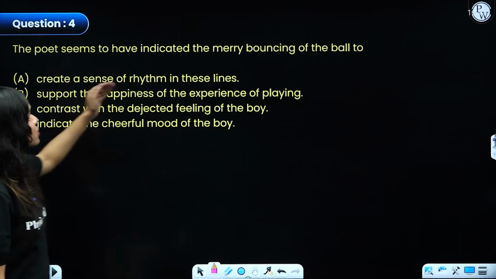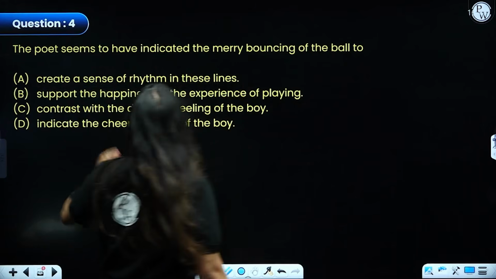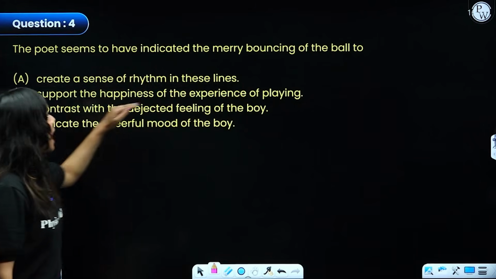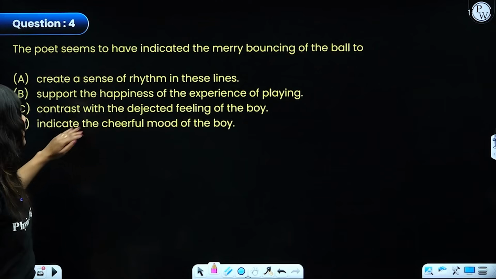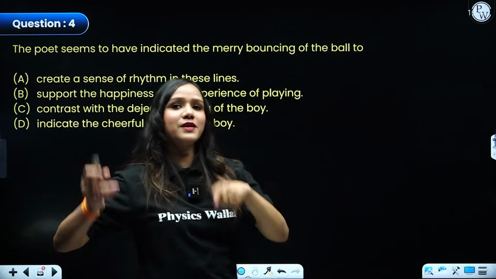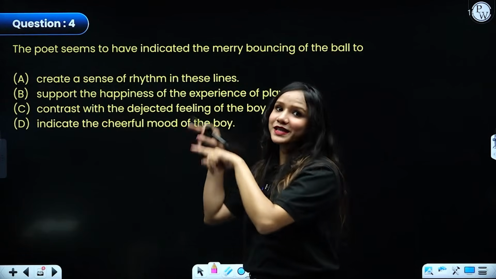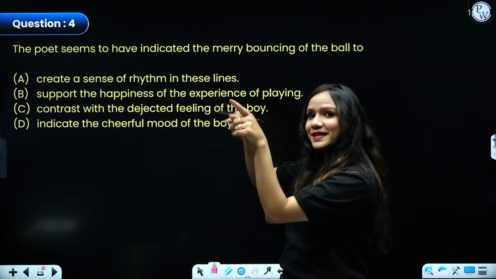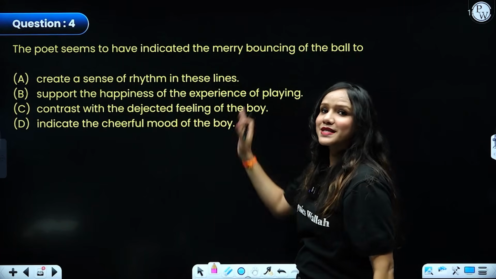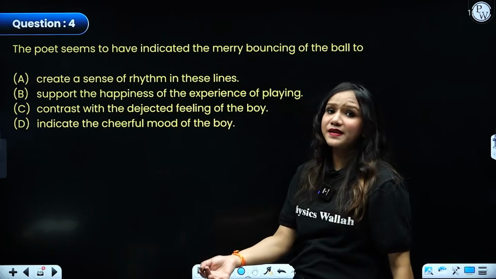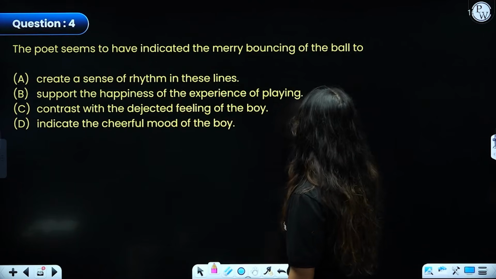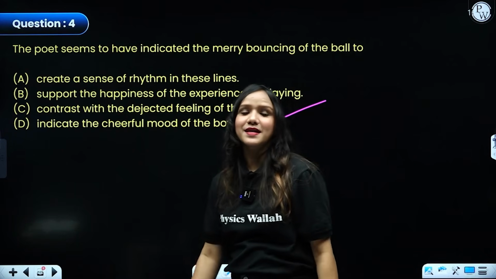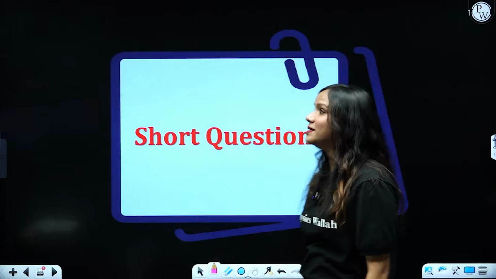Now, the poet seems to have indicated the merry bouncing of the ball to create a sense of rhythm, support the happiness of the experience, contrast with the dejected feeling of the boy, and indicate the cheerful mood of the ball. I have already given you the answer to this question in 2-3 slides before. So without thinking much, you just have to tick this option here: it is in deep contrast to the sad and dejected feelings of the boy.